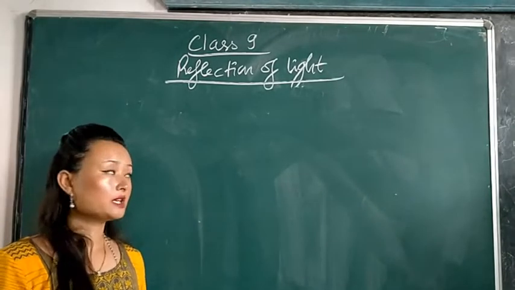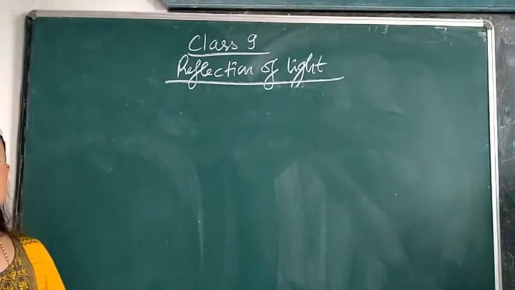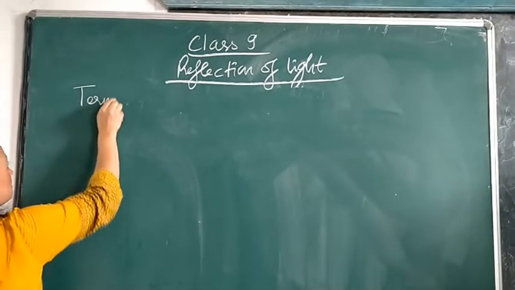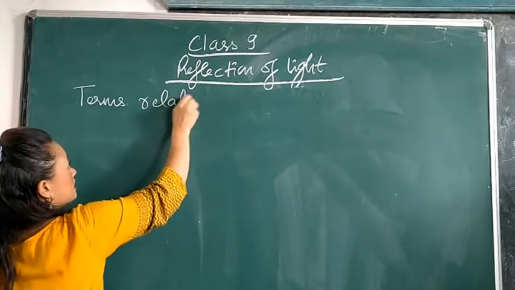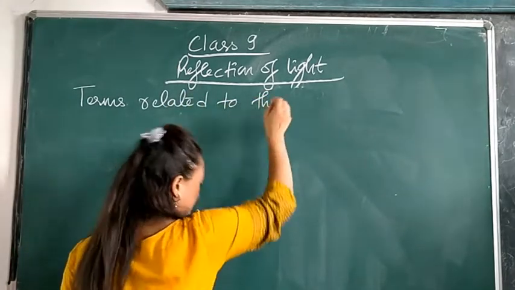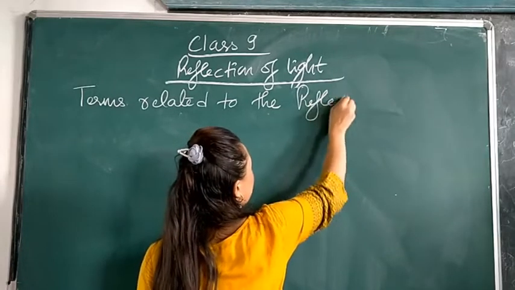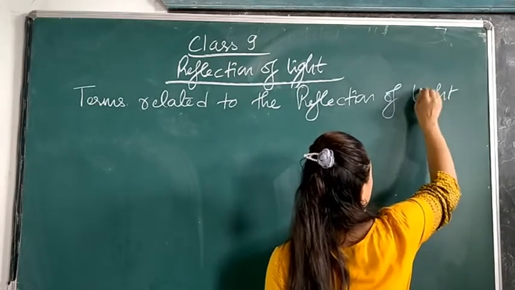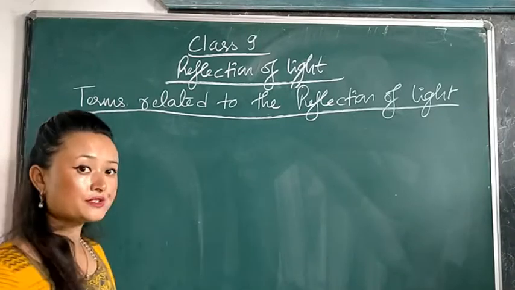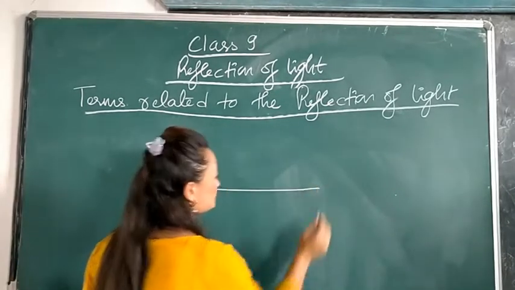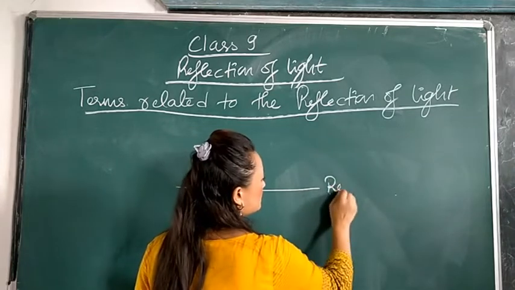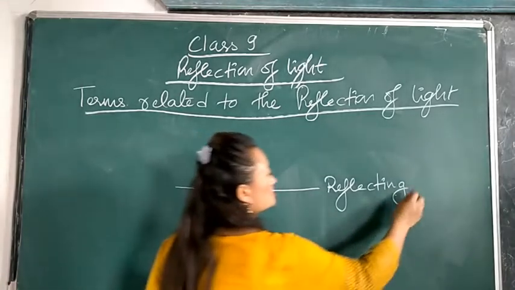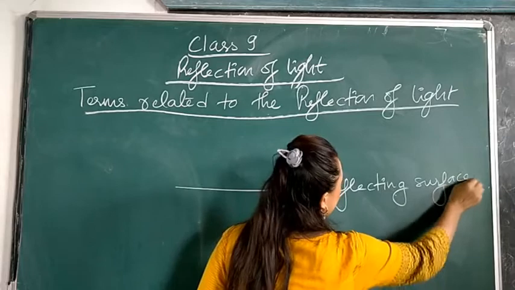Further continuing, we'll be discussing the important terms related to reflection of light. The first term: the surface through which the reflection occurs is called the reflecting surface.